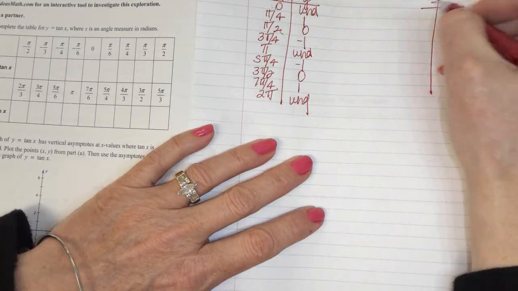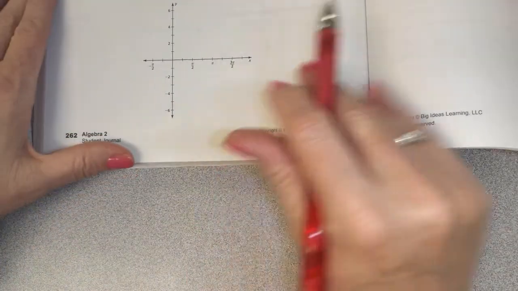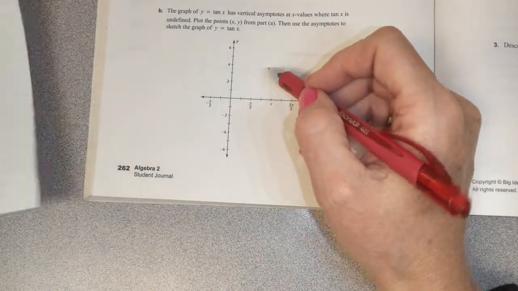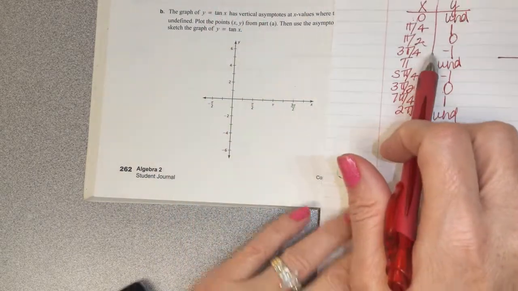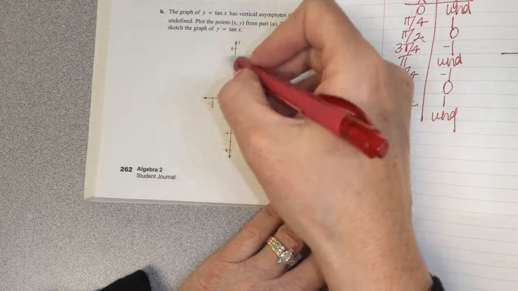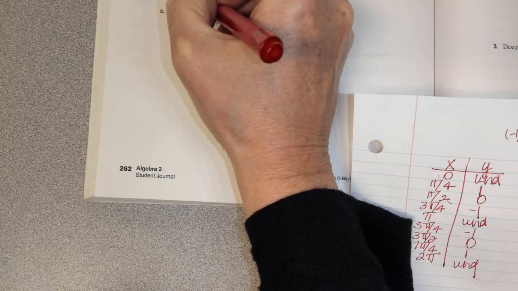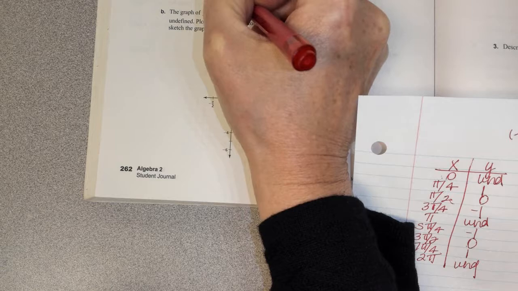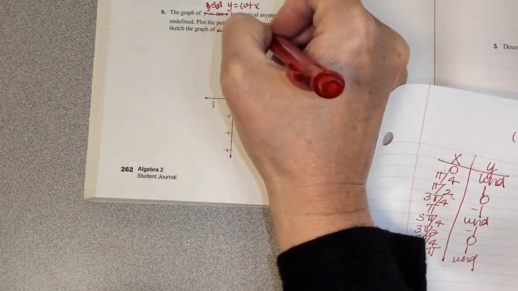So I'm now going to, I don't need that, I need this. You might want to do this on the nice little axis down here on page 262 in your student journal. Looking at this table of values, it's the same thing they did up here, but we just did them in our warm-ups. We're graphing, instead of tangent, y equals cotangent first. Change this to cotangent.